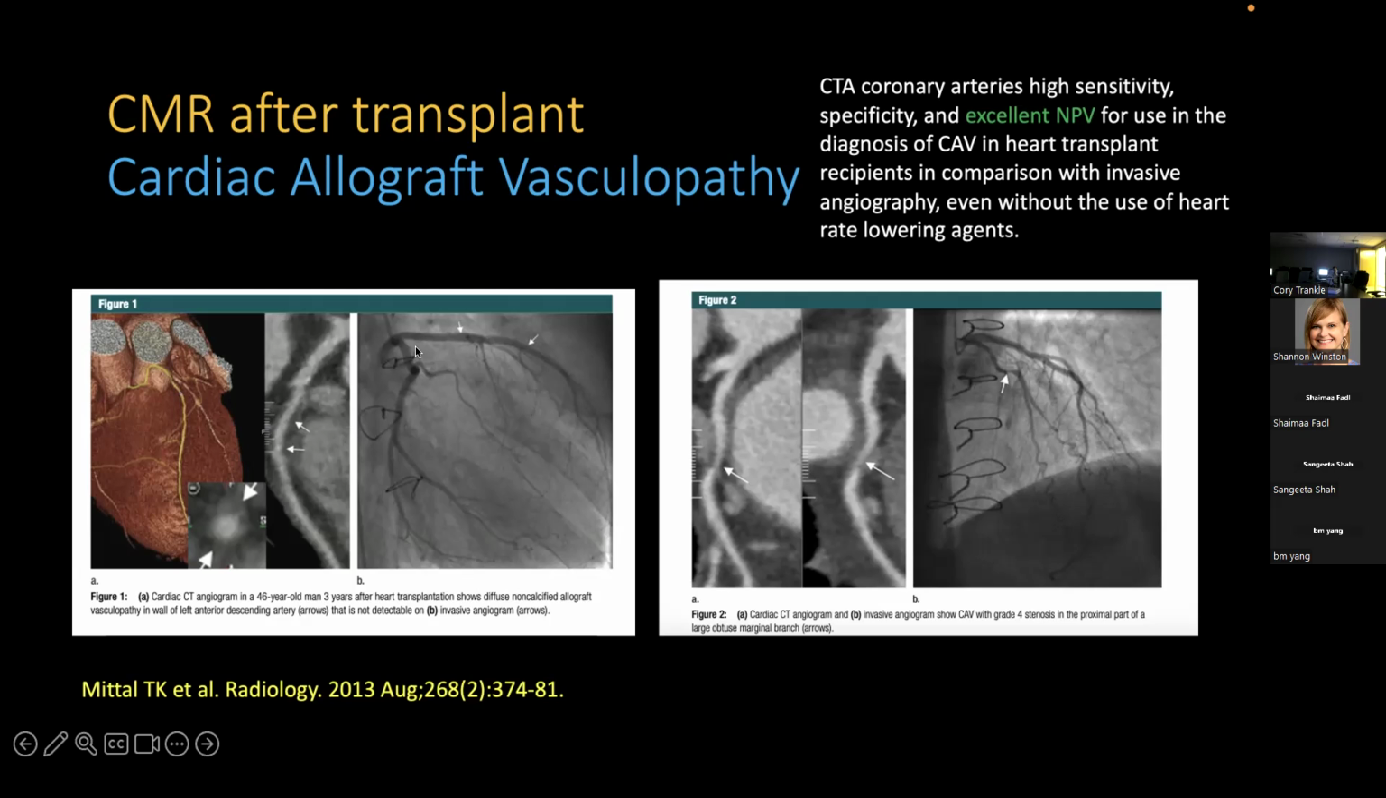They concluded that it is excellent in negative predictive value for the diagnosis of vasculopathy. This is an example of a case with the angio. It can be really challenging on angio. There is complete flow through the LAD, but at the same time, there is diffuse wall thickening of the LAD that is compatible with vasculopathy in the same patient.